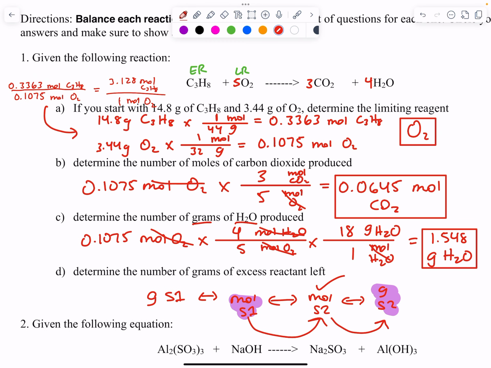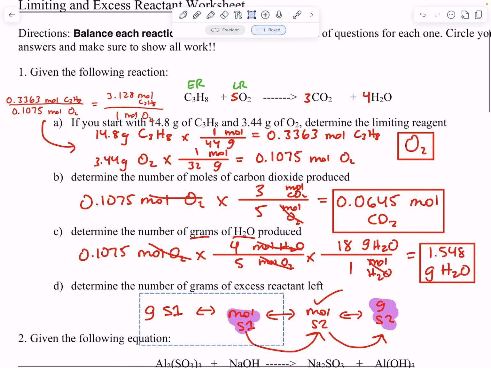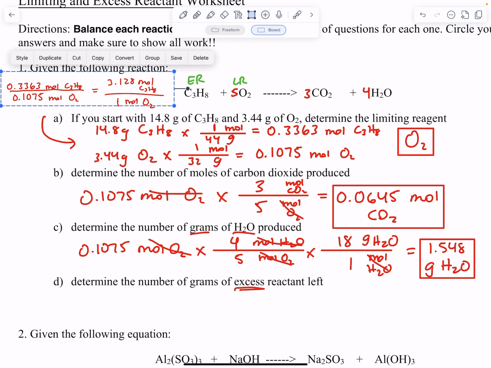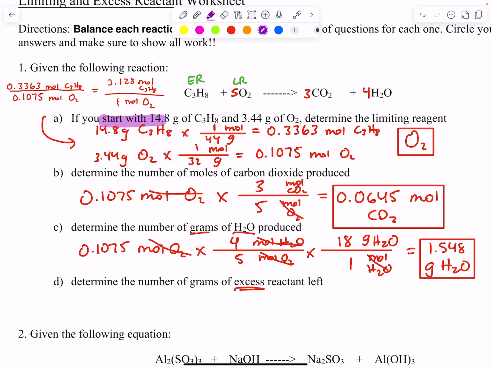Perfect. And then, last but not least, determine the number of grams of excess reactant left over. How much excess left? That's so important. How much excess did I start with? Well, who's my excess? Propane. How much excess did I start with in the problem? It literally says if you start with 14.8 grams of C3H8. Again, C3H8 is the excess reactant, right? I started with 14.8 grams of excess.